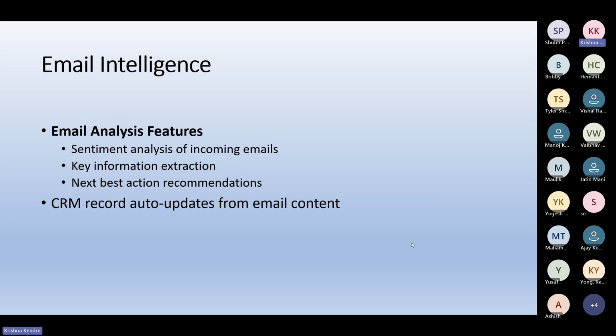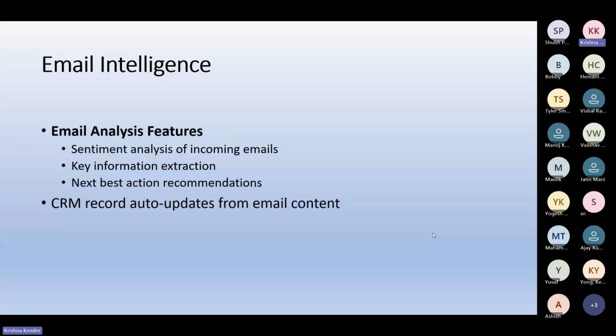For example, a frustrated customer email can be flagged as requiring immediate attention, with a very polite manner. While a positive message might be routed differently, like toward upsell opportunities, and make them feel heard. What is key information extraction? Instead of manually reading through every email to find important details, AI extracts key information automatically.